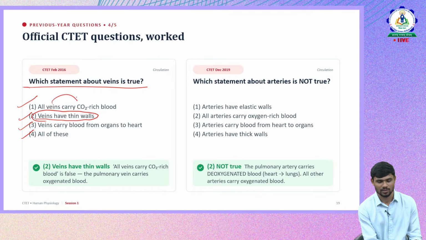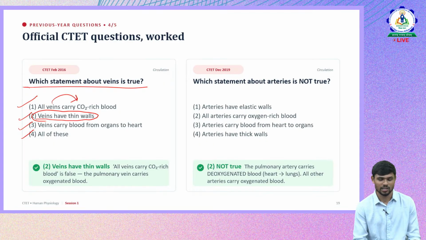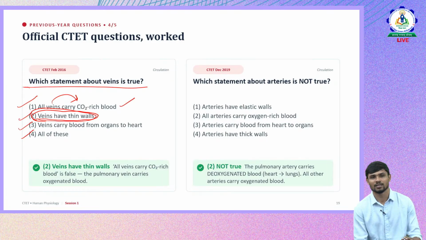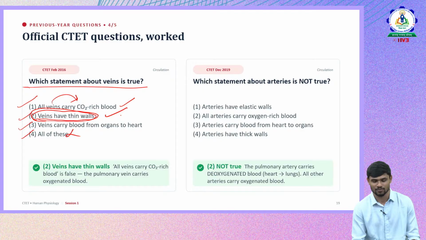We discussed that veins carry deoxygenated blood, but only the pulmonary vein carries oxygenated blood. So the first one is incomplete. All veins carry CO2 rich blood, but the pulmonary vein is an exception. We talked about exceptions. The pulmonary vein carries oxygenated blood, so that is also wrong. So the correct one is the second one.